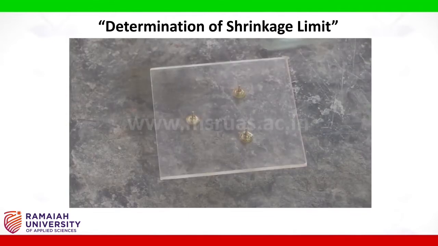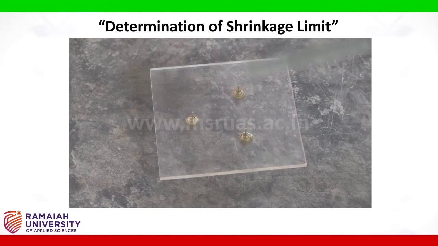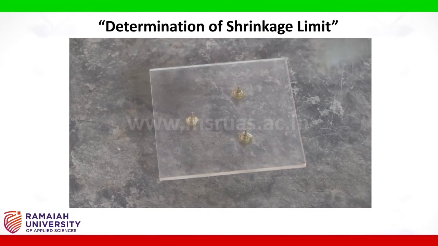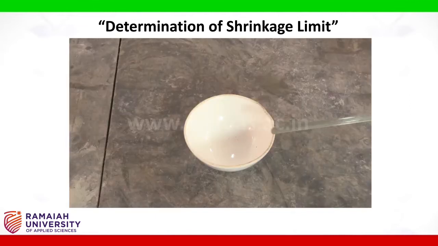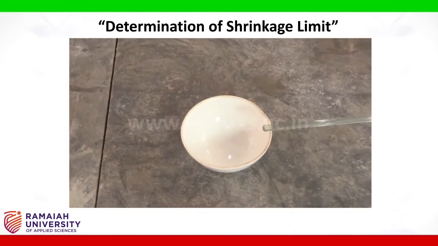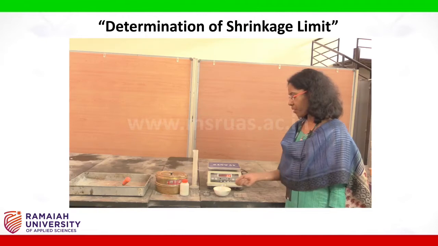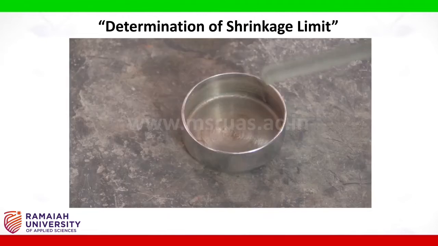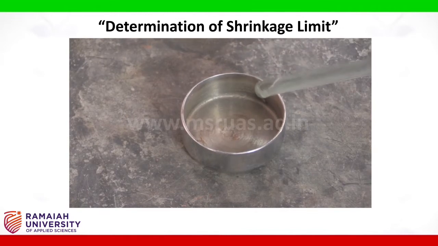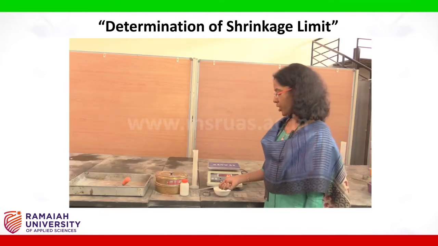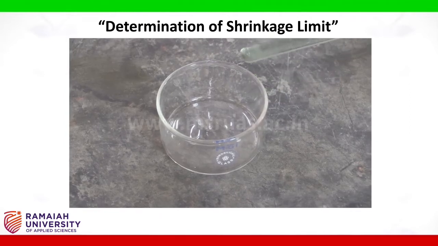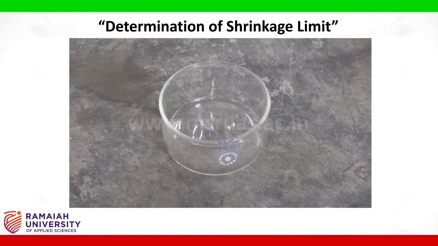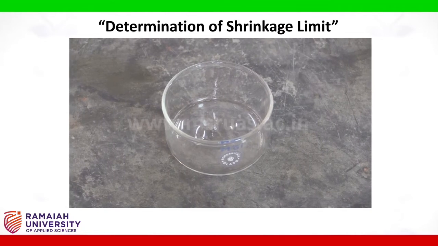This is the glass plate with 3 prongs and is used to wipe out the excess mercury from the dish. Porcelain dish. The porcelain dish is used to measure the mercury. Shrinkage dish, which is used to prepare the soil sample for the shrinkage limit test. A mercury measuring glass dish. The glass dish is used to measure the mercury and used to find the weight of the dry soil pat.